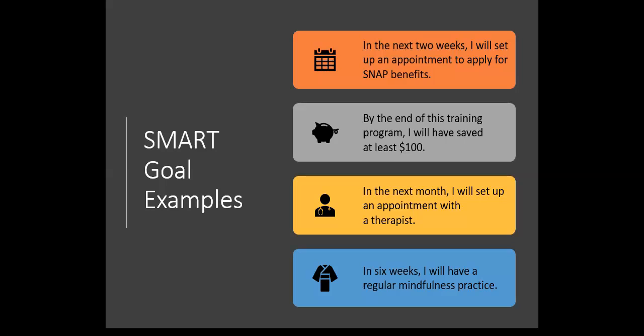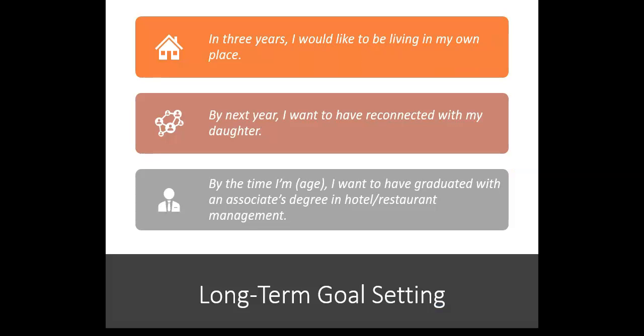In the next month, I will set up an appointment with a therapist, and in 6 weeks, I will have a regular mindfulness practice. Here's another example of long-term goals. In 3 years, I would like to be living in my own place. Now, this is a long-term goal, but within this goal, there are smaller goals that you need to practice.